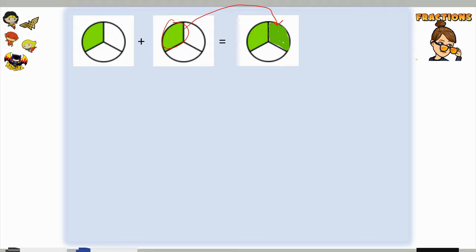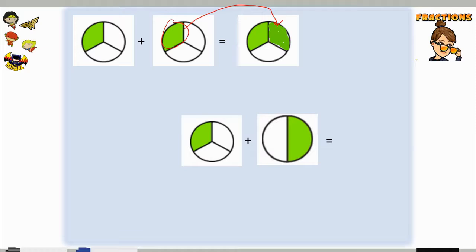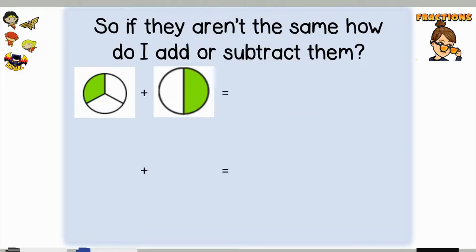But then now, what happens when I have pieces that are different sizes? So I have 1/3 plus 1/2, but my sizes aren't the same. So how do I give this as an answer? Because this is what it would look like, but how do I give that as an answer? Well, let's take a look at what's happening when we do that.